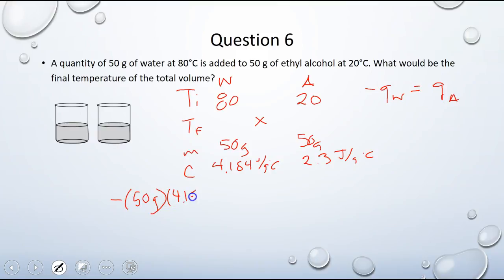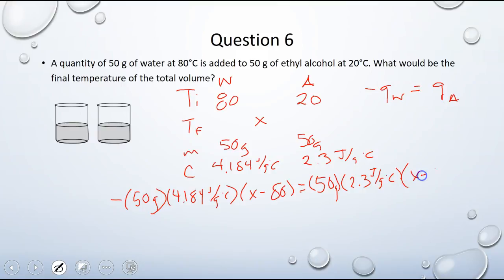So negative 50 grams times 4.184 joules per gram degree Celsius times x minus 80 equals 50 times 2.3 joules per gram degree Celsius. There should be grams right there, sorry. Times x minus 20, and that's in degrees Celsius. So we see that grams are going to cancel out, degrees Celsius are going to cancel out, leaving us with only joules. So now it just becomes a calculation.